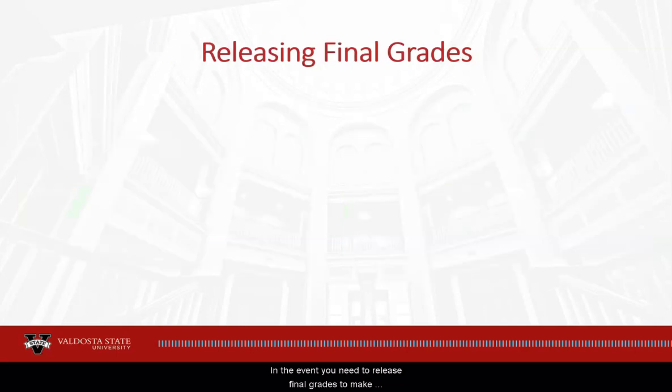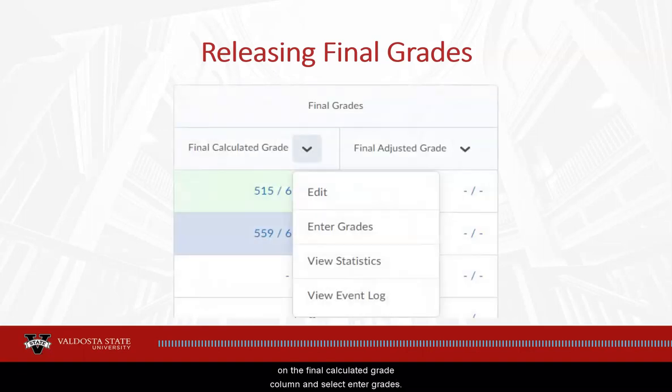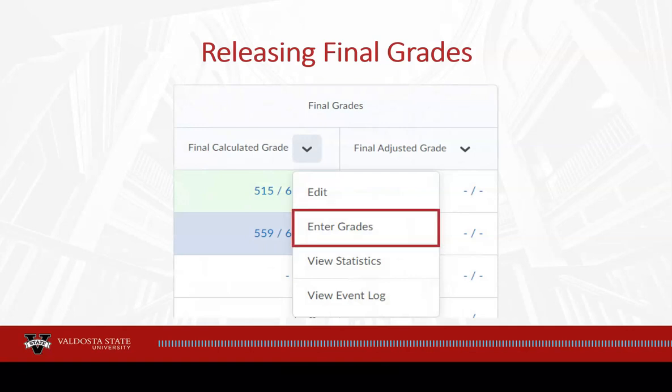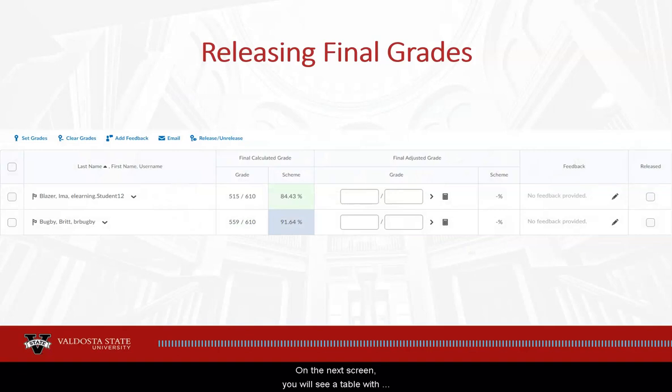In the event you need to release final grades to make them visible to students, expand the drop-down menu on the Final Calculated Grade column and select Enter Grades. On the next screen, you will see a table with columns for your students, their final grades, and the release status of those final grades.